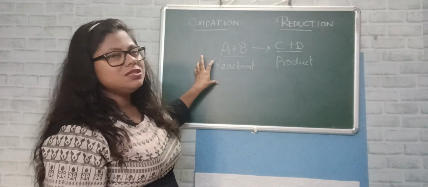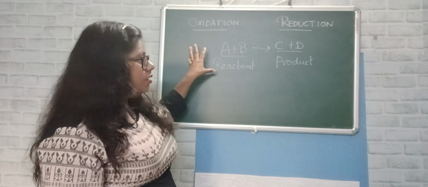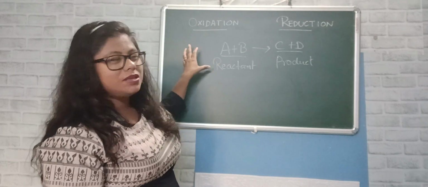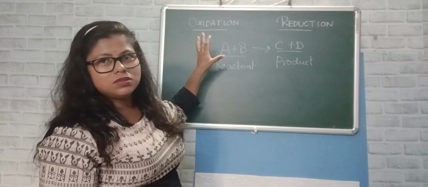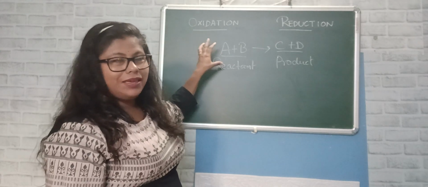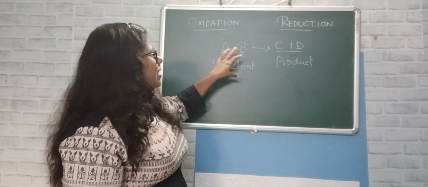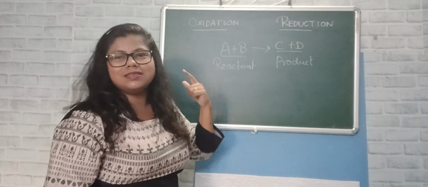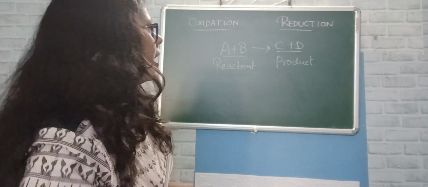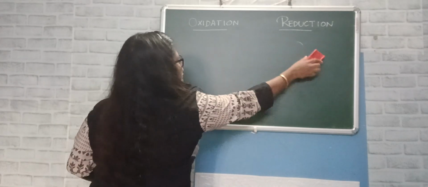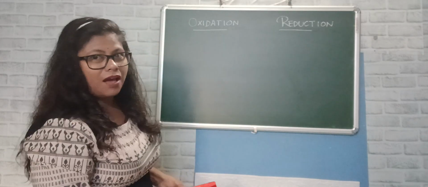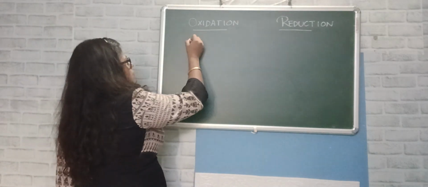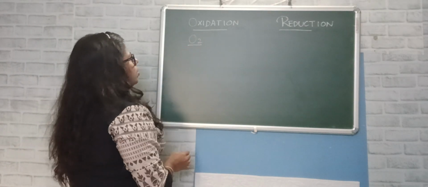So if they are asking who is getting oxidized and who is getting reduced, those answers are hiding within the reactant portion. This is the first thing you should know. Next, in respect to oxygen, how are the two things different from each other? In respect to oxygen, let us understand.